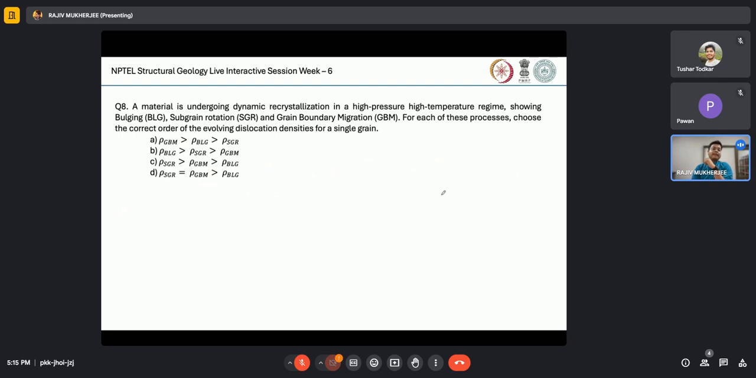Okay, question 8. A material is undergoing dynamic recrystallization in a high pressure, high temperature regime, showing bulging, subgrain rotation, and grain boundary migration. For each of these processes, choose the correct order of evolving dislocation densities for a given single grain. Option A: rho GBM is greater than rho BLG, which is greater than rho SGR. Option B: rho BLG is greater than rho SGR, which is greater than rho GBM. Option C: rho SGR is greater than rho GBM, which is greater than rho BLG. Option D: rho SGR is equal to rho GBM, but altogether greater than rho BLG.